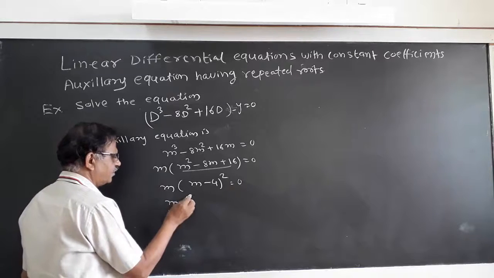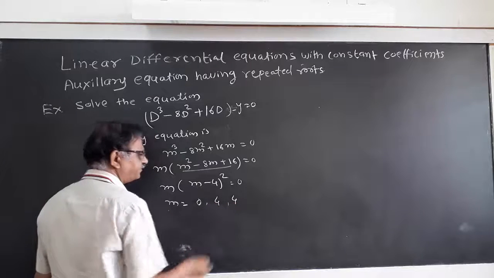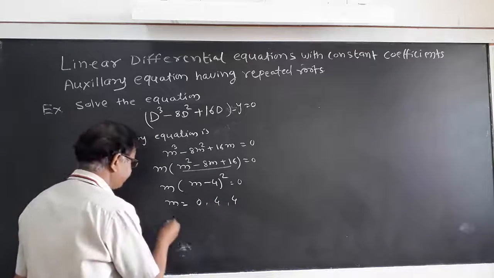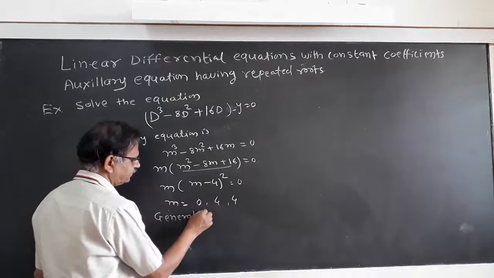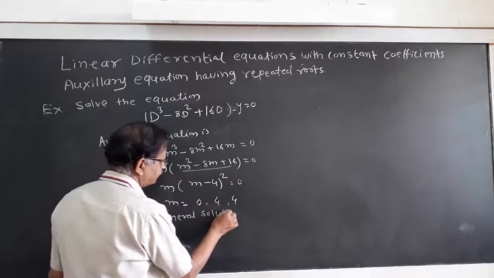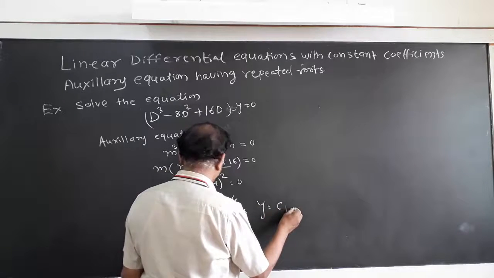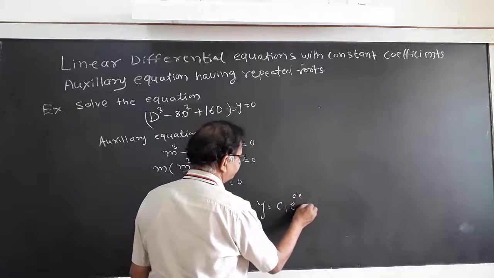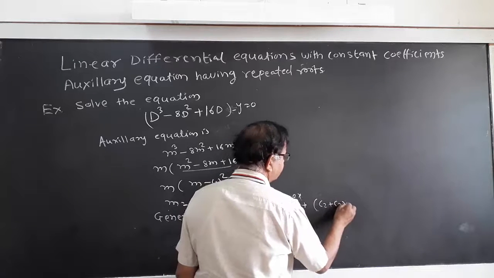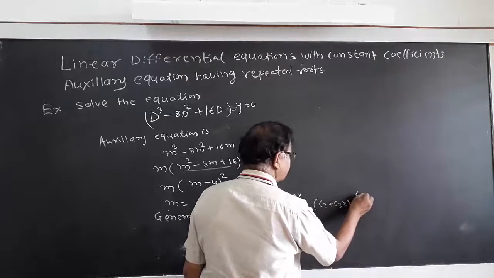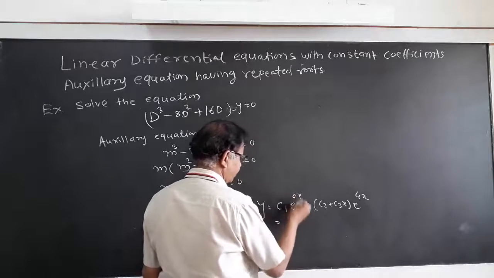Therefore, m equal to 0, 4 and 4. 4 is repeated 2 times, and therefore the general solution is y equal to c1 e raised to 0x plus (c2 plus c3x) e raised to 4x. e raised to 0x is 1.